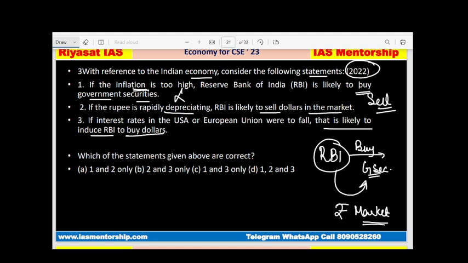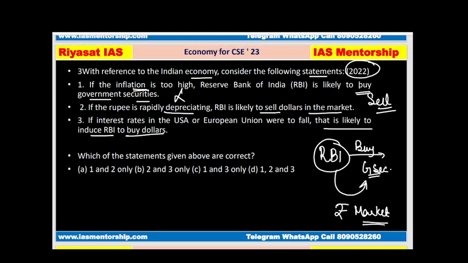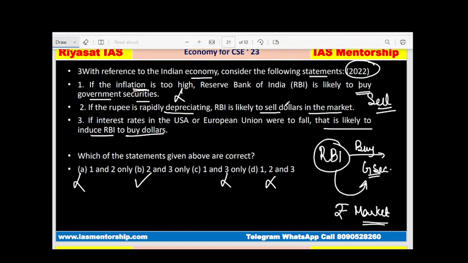सेल करेगी तो पैसे को मार्केट से अपने पास लेगी. It will suck the money from the market to itself and it will stabilize it. So option number A, C and D gone. Option B is your correct statement. Just by eliminating one statement, you are arriving at the answer.